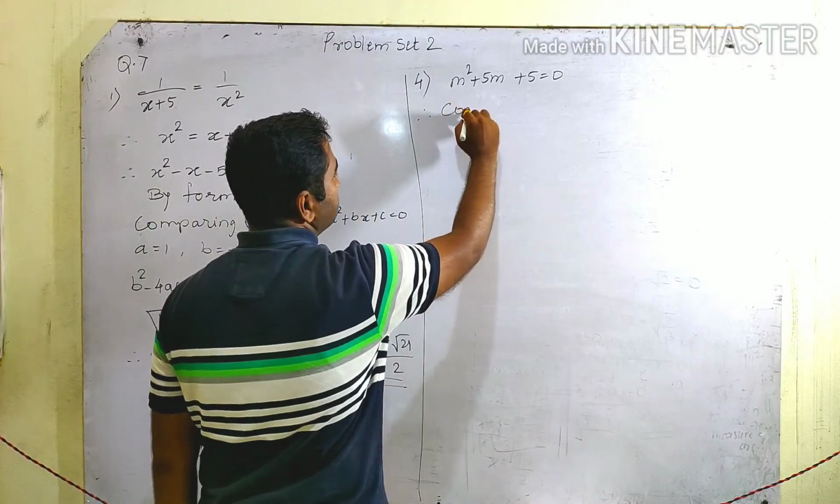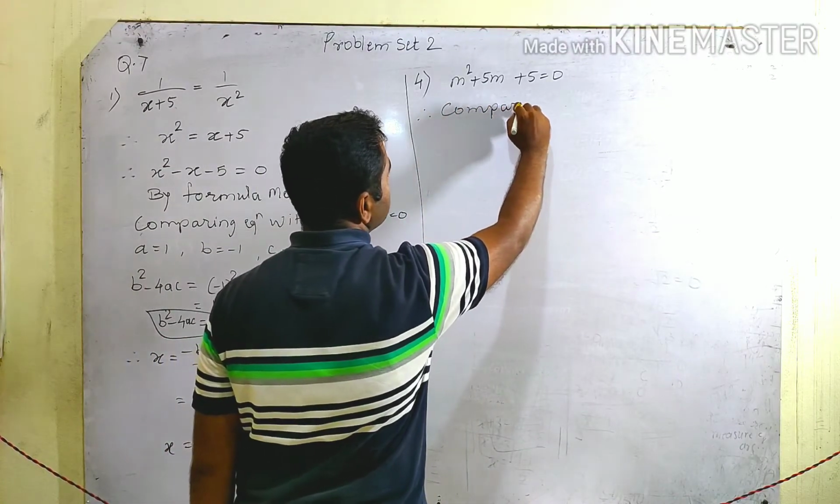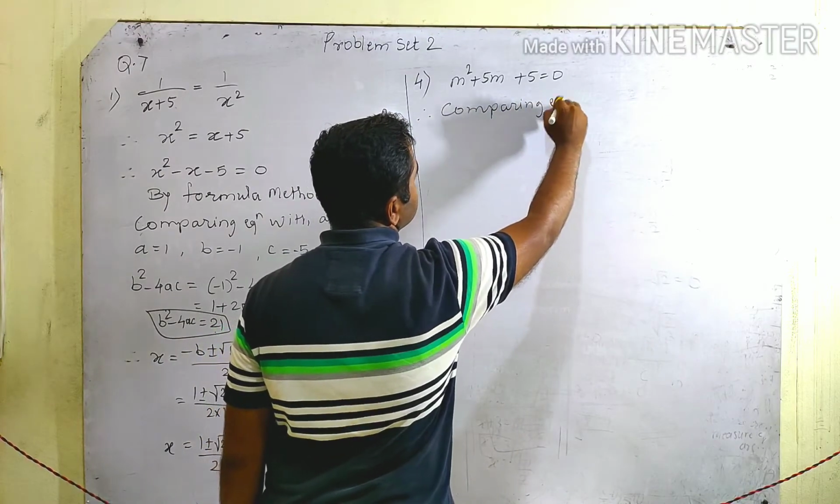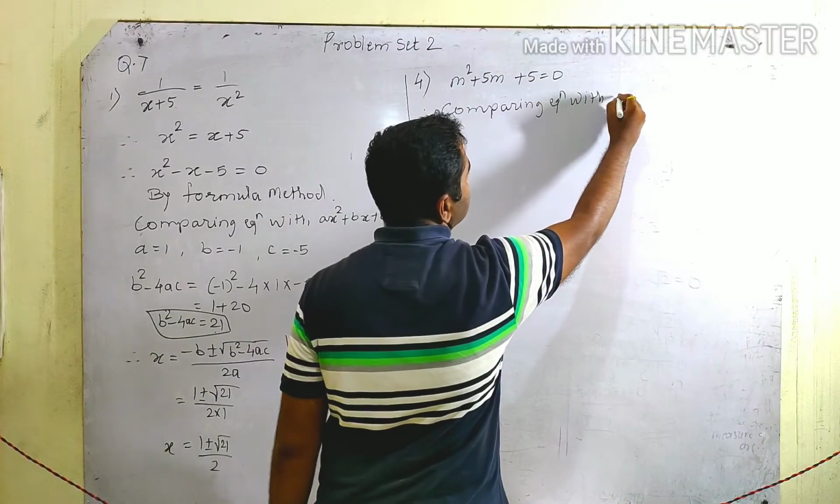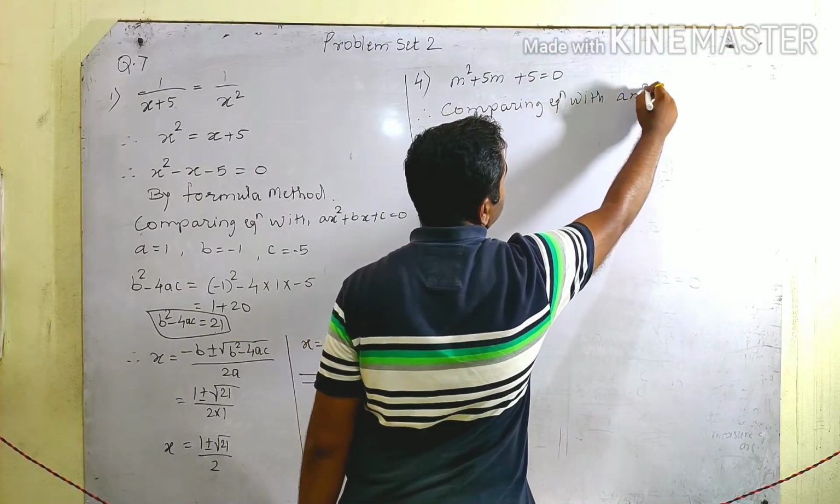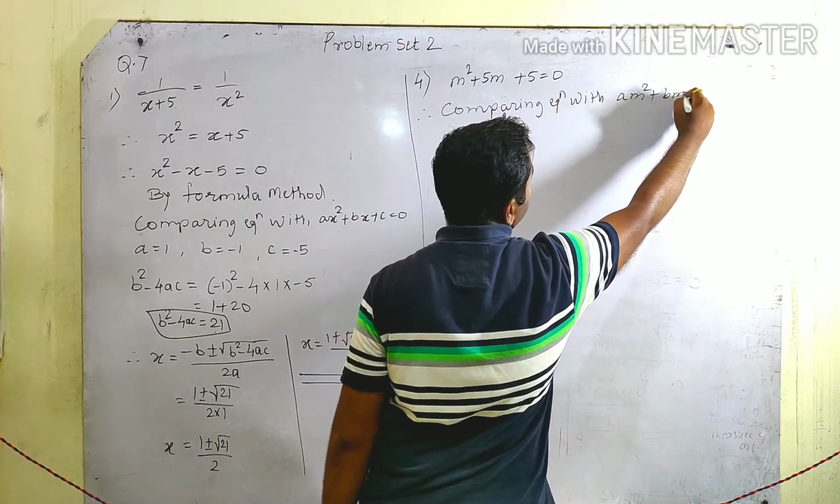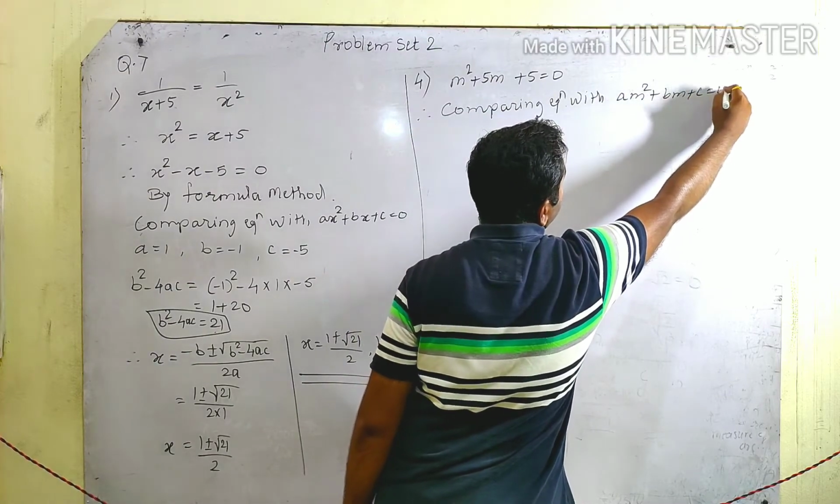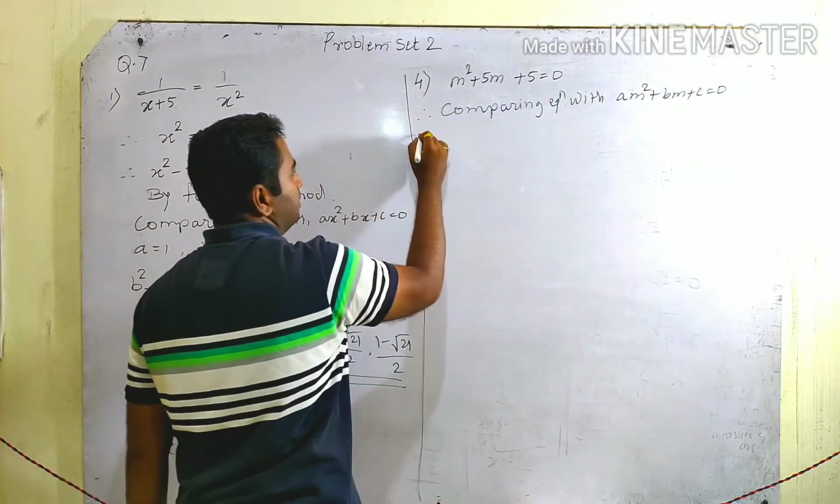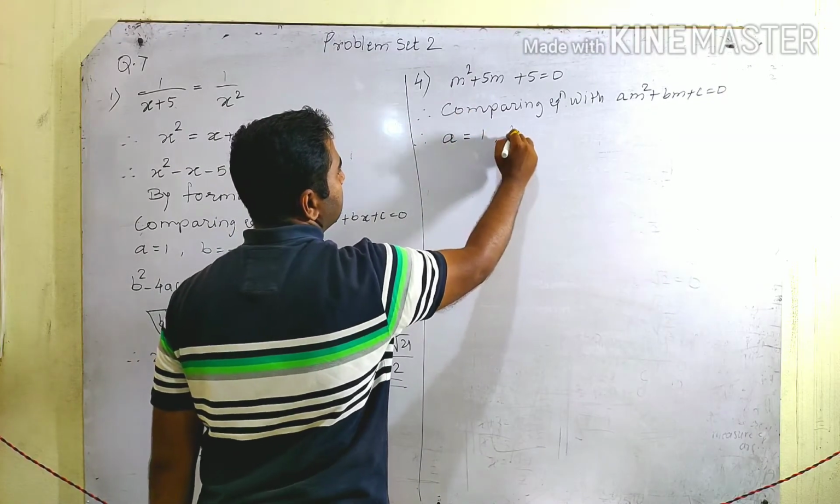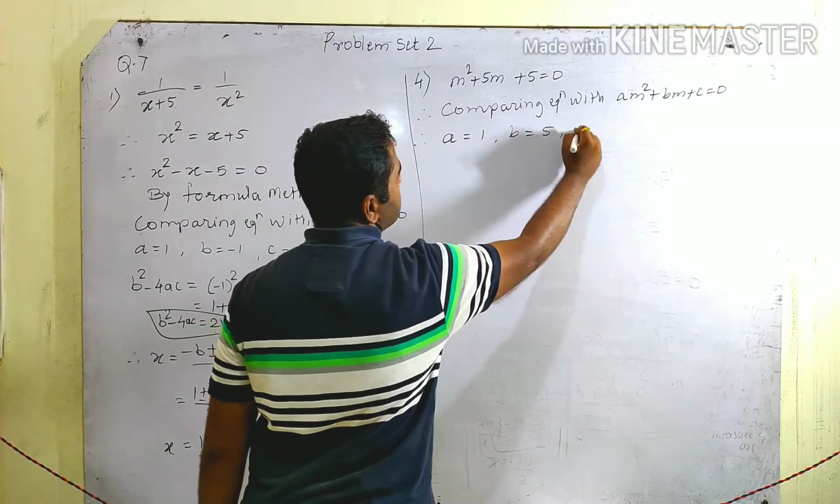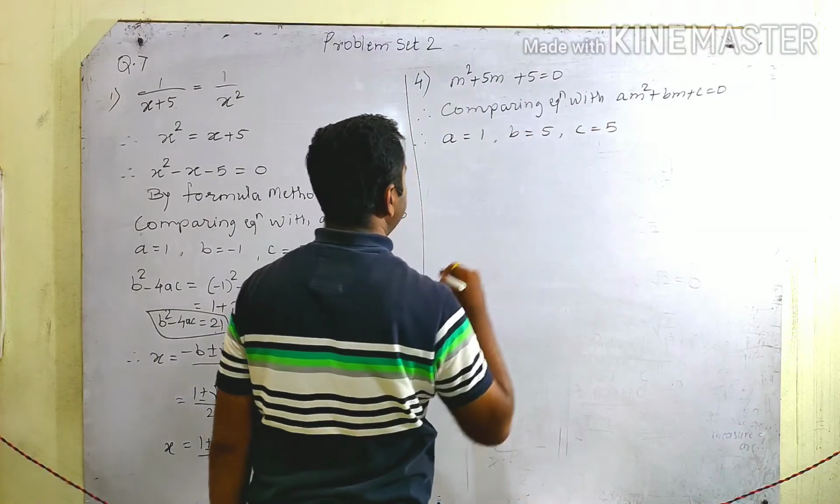See, comparing the equation with am square plus bm plus c is equal to 0. So if we compare this, then we get, therefore a is equal to 1, b is equal to 5, c is equal to again 5.